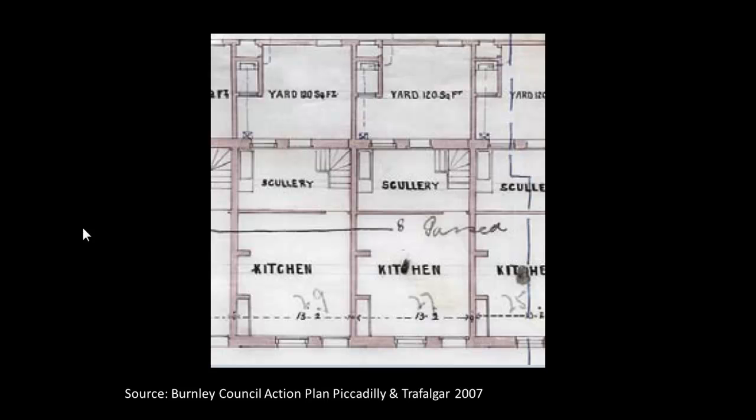The housing being built at this time shows some improvements. In this case, running water in the kitchen and a privy or toilet in the backyard. You can just about see this on the plans. There would have been a tap in the kitchen. Residents would no longer have to go out and seek the nearest pump.